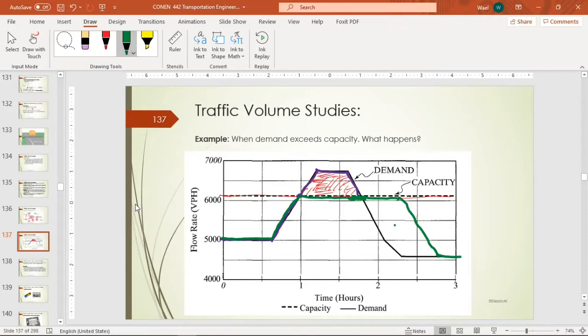So what's this area? This area is basically the volume that was stored in the system, which will start releasing after that point. You get the point? Okay. So that's fundamentally how to understand the difference between volume, capacity, and demand.